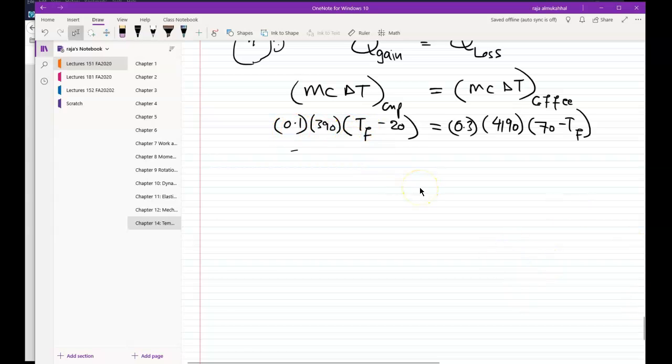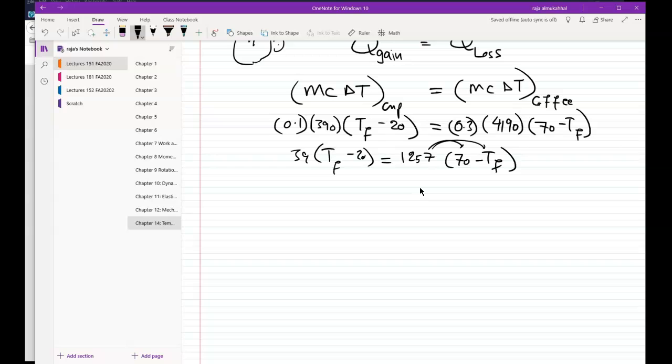So here, 0.1 times... So that's going to be 39 TF minus 20 equals 0.3 times 4190, which is 1257, times 70 minus TF. You see what I'm saying? And then you multiply this here and here, and this here and here, and so on. And when you work it out, with a couple of steps down, I'm going to get this.